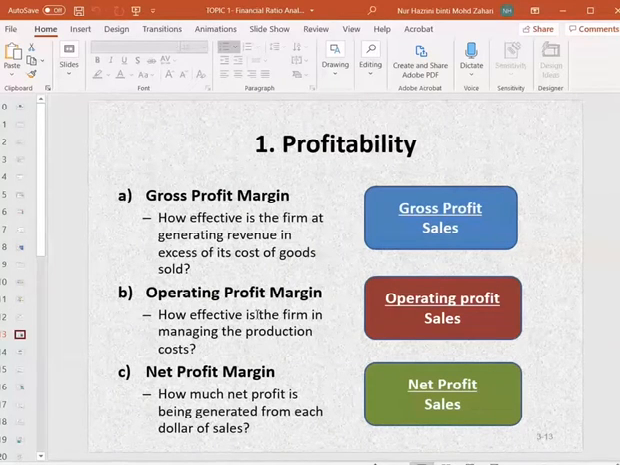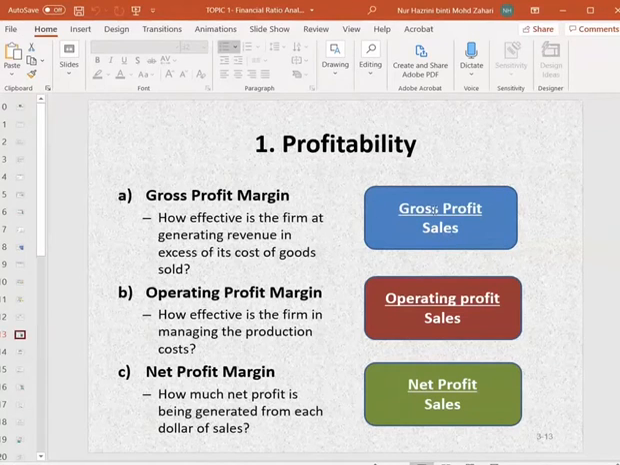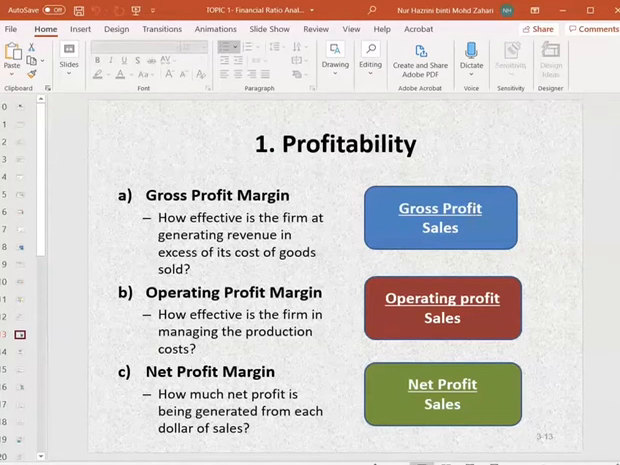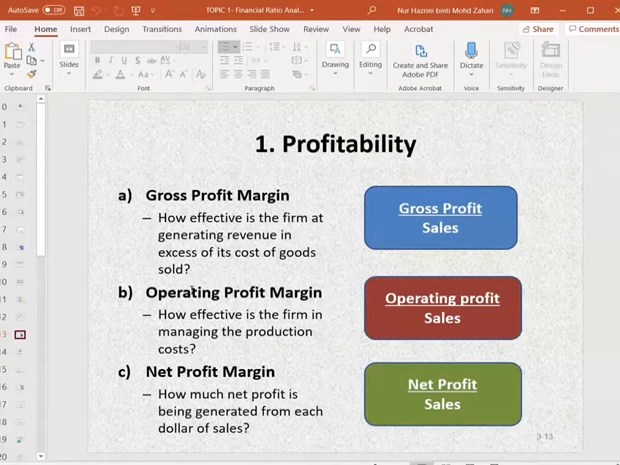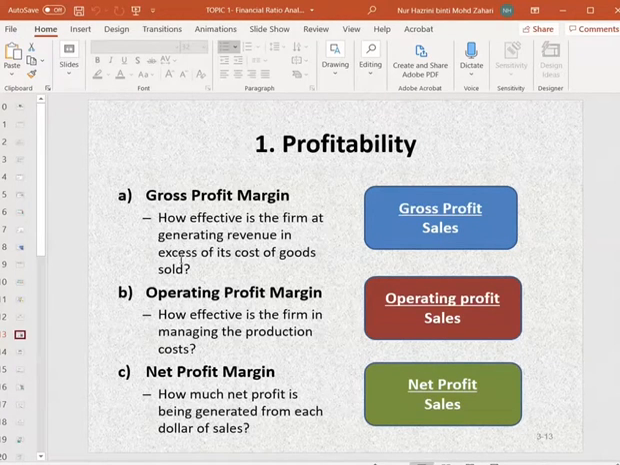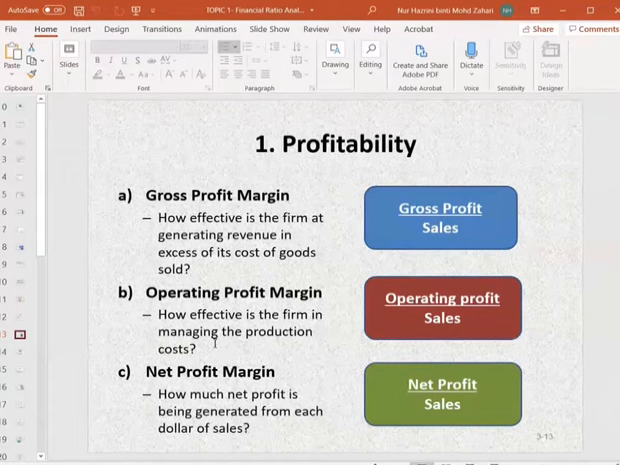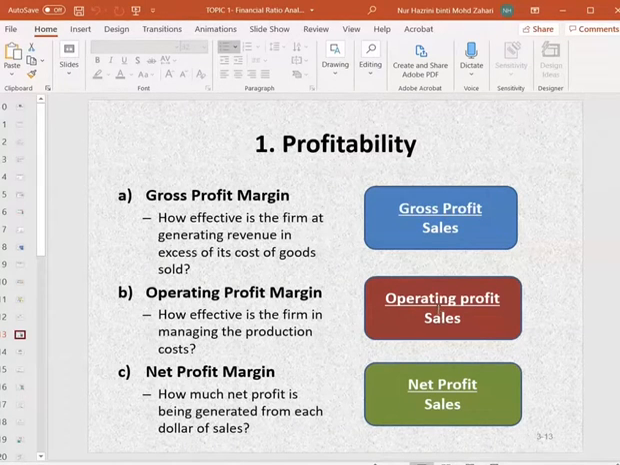generating the gross profit. So how to calculate the gross profit margin? We will take the gross profit and divide by sales. In this case, you will need the income statement in order to calculate this one. Next, operating profit margin. We want to see how effective the firm is in managing the production cost. This is what I have already explained just now. So you need the operating profit divided by sales. Also for this one you need the income statement.